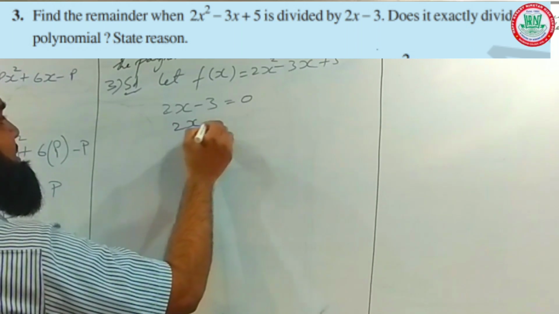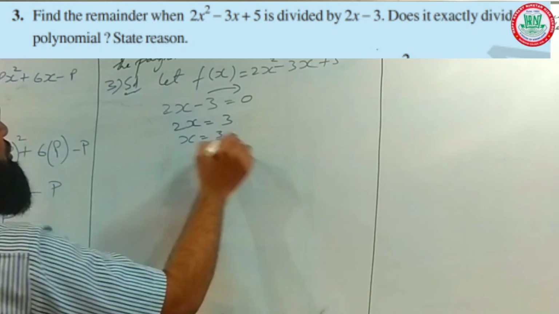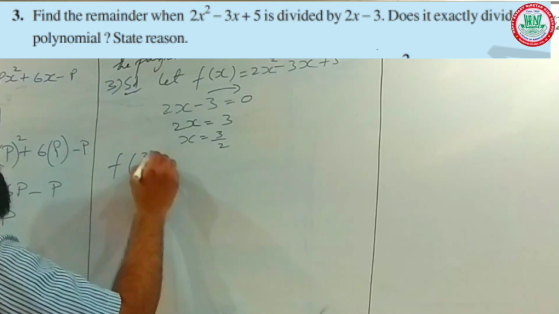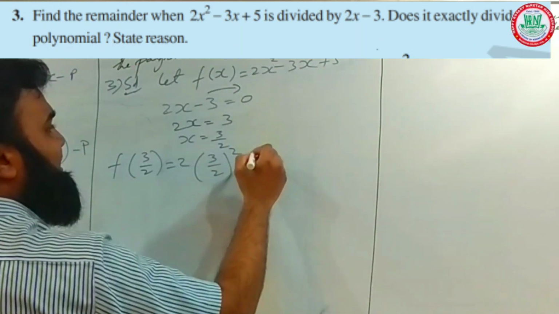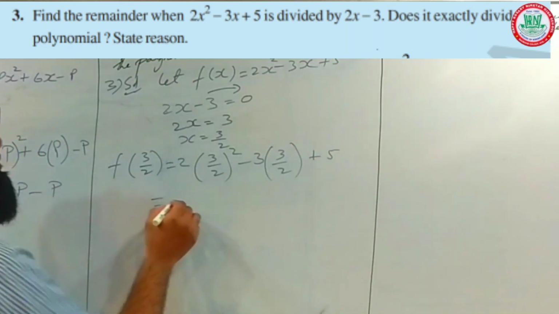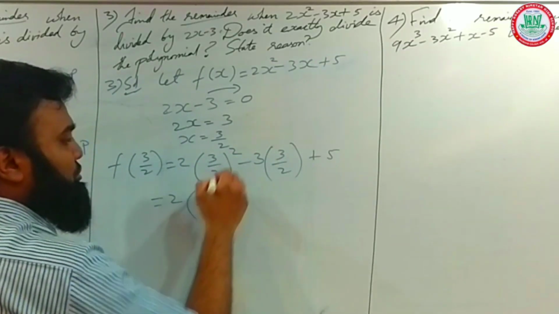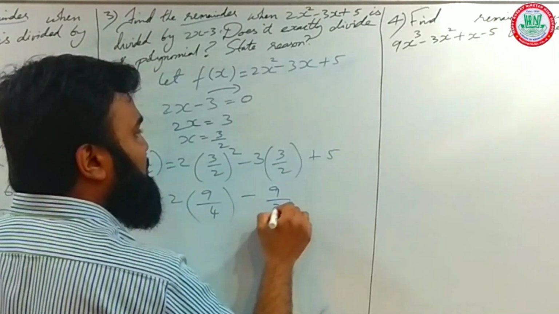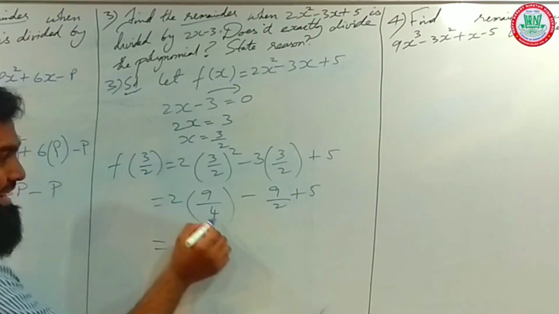We take 2x = 3, so x = 3/2. We have to put this 3/2 in the equation. f(3/2) = 2(3/2)² − 3(3/2) + 5, which is equal to 2 × (3/2)². 3 3s are 9, 2 2s are 4. Then minus 3 × 3/2, that is 9/2, plus 5.